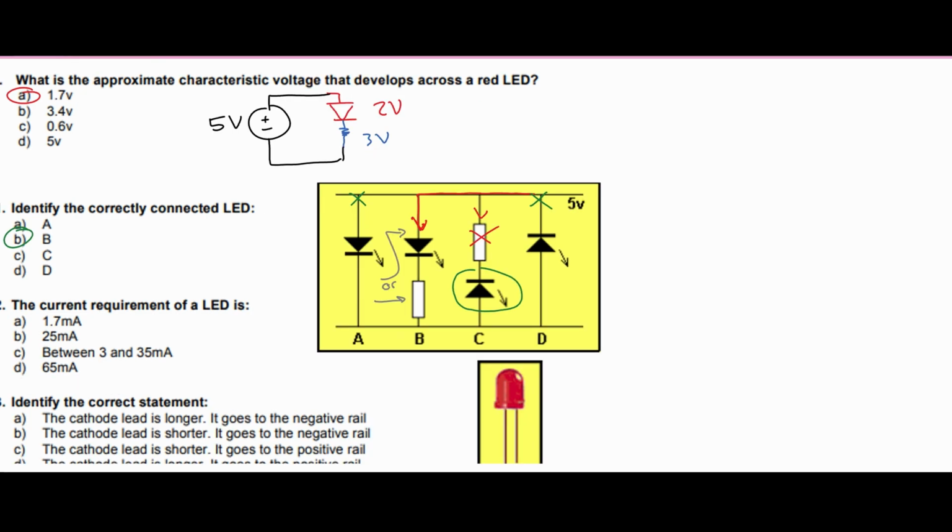In part 12, we're asked the current requirement of an LED, and most common LEDs require an operating voltage of between approximately 1.2 to 3.6 volts. We found that in part 10. Our forward current rating would be about 10 to 30 milliamps. Well, if we go off that knowledge, it cannot be A, 10 to 30 milliamps. We'll write this right here. And it cannot be B, because it's just 25. It cannot be D. The only thing with a range is our C, between 3 and 35 milliamps.